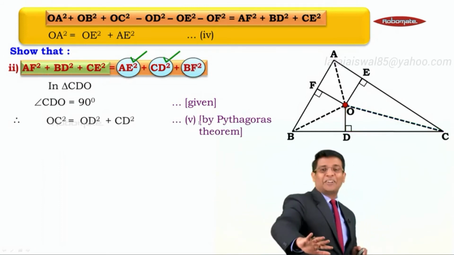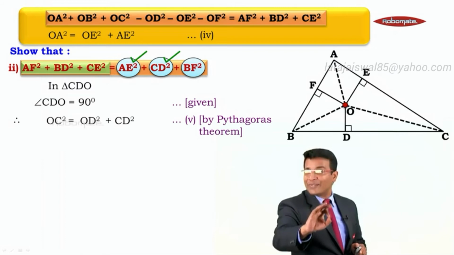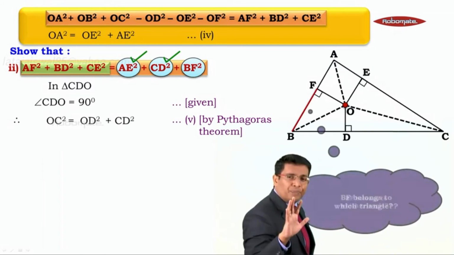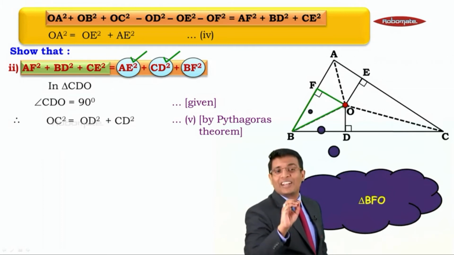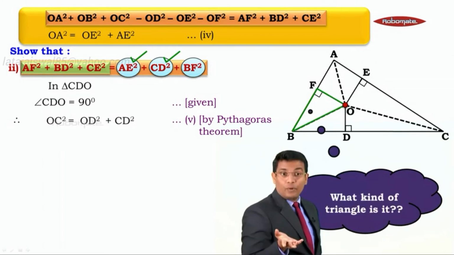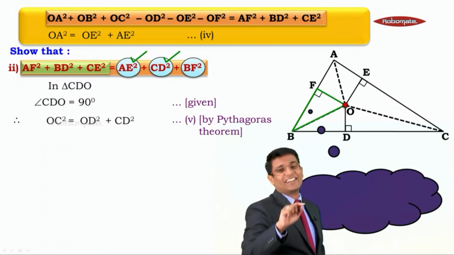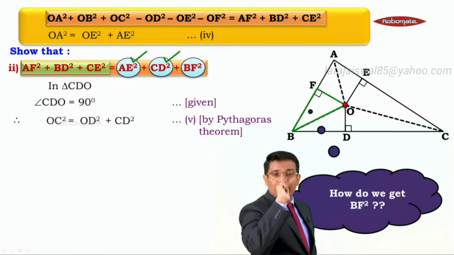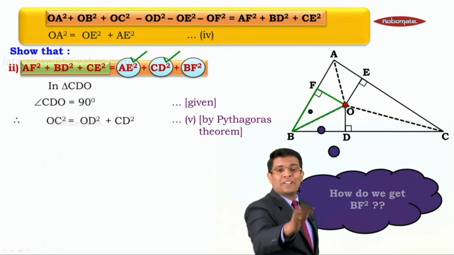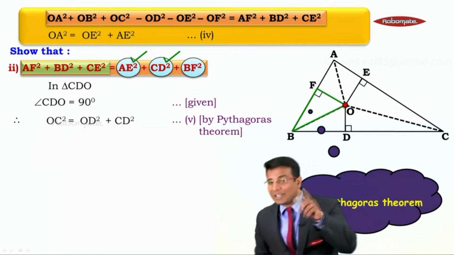Now we move on to the third one, the final one which we want, that is BF square. Observe the same way now. First, BF belongs to which triangle? It belongs to triangle BFO. But BFO is which type of a triangle? It's a right angle triangle. So in this right angle triangle, how will we get BF square? By Pythagoras theorem. Beautiful. So let's apply it now.